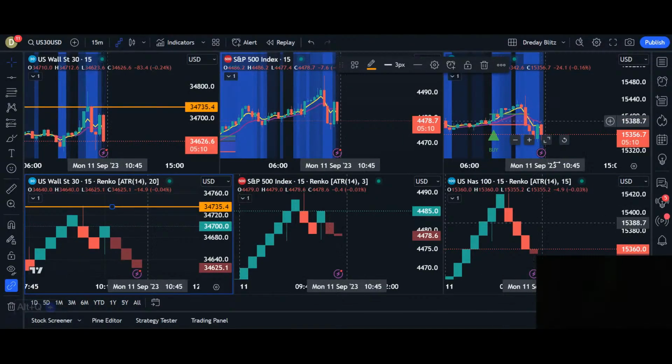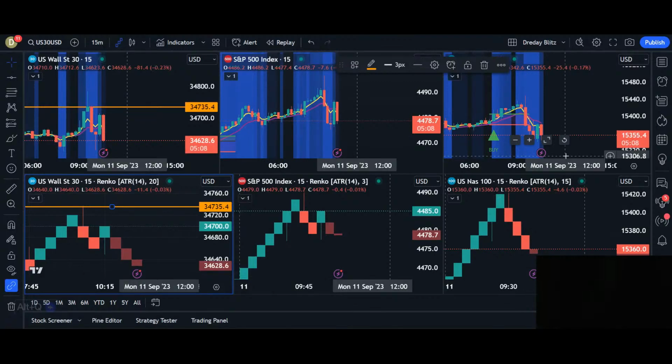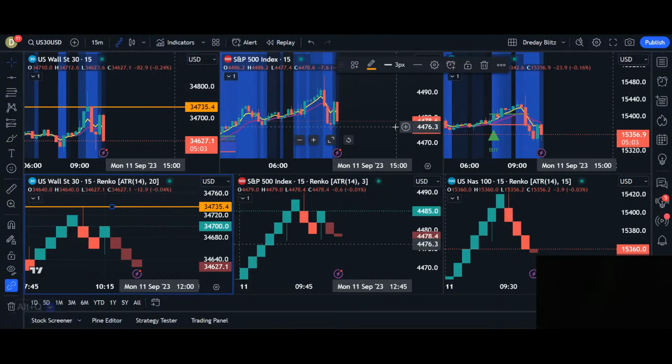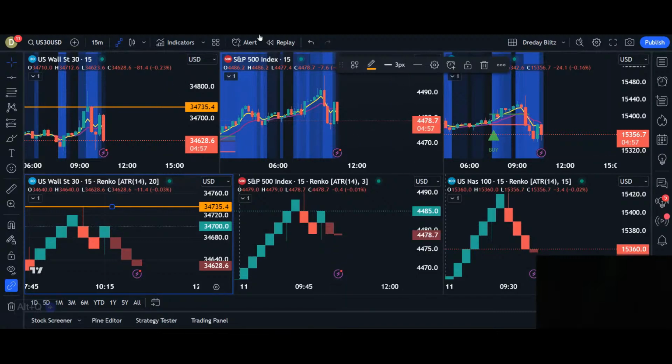So now we have US S&P 500 that is looking bearish right now, with Nasdaq still pushing down. So we have less than 5 minutes to the final candle of this session. So based on that, we should see momentum going down here overall.